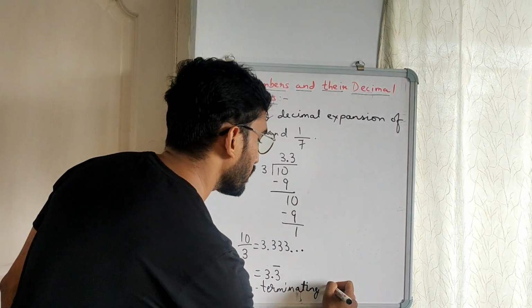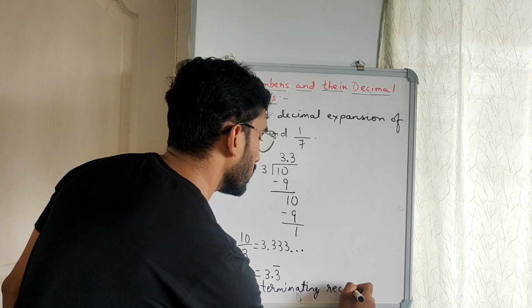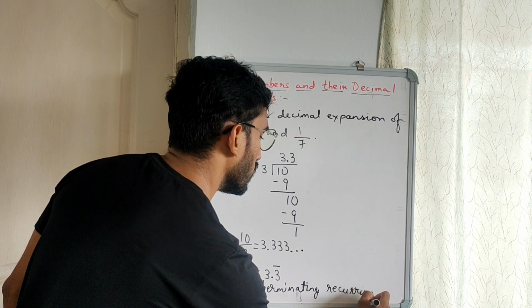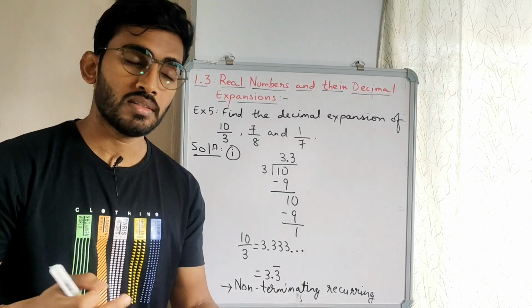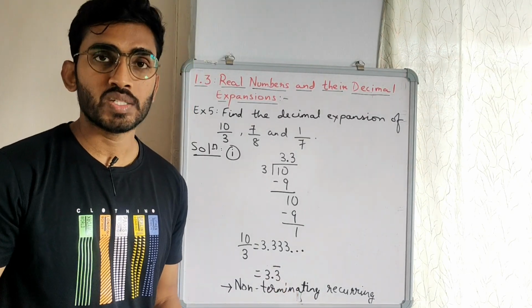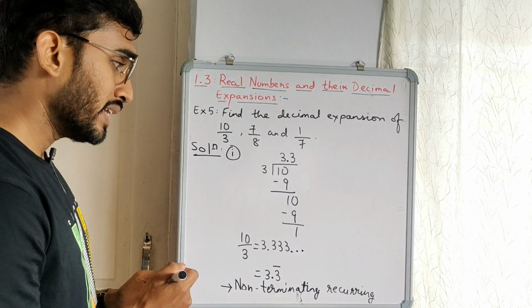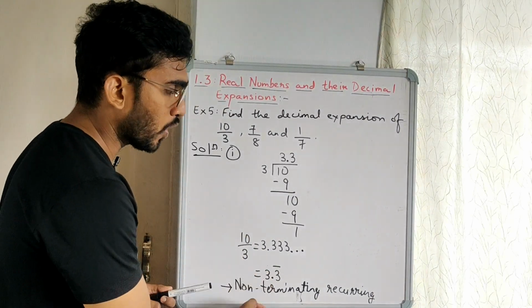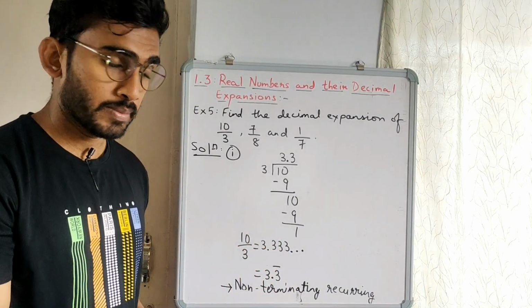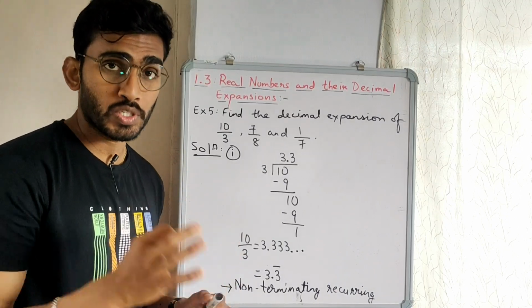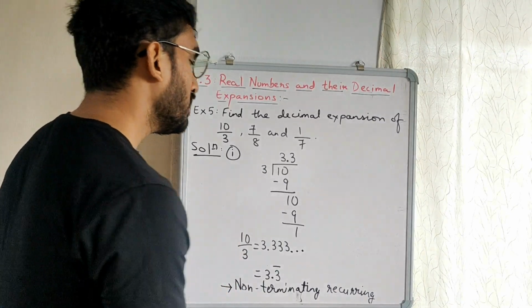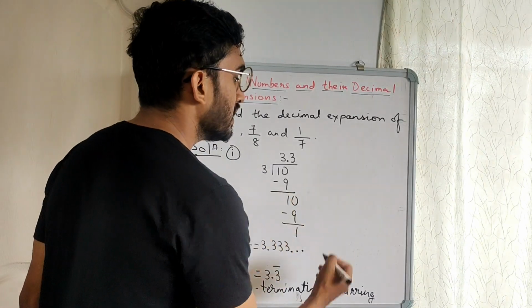we will write here recurring. Recurring means to reoccur. The 3 is going to reoccur again and again. That is why recurring. So the decimal form is non-terminating recurring. And remember here that whenever the decimal form is non-terminating recurring, that means it is a rational number.